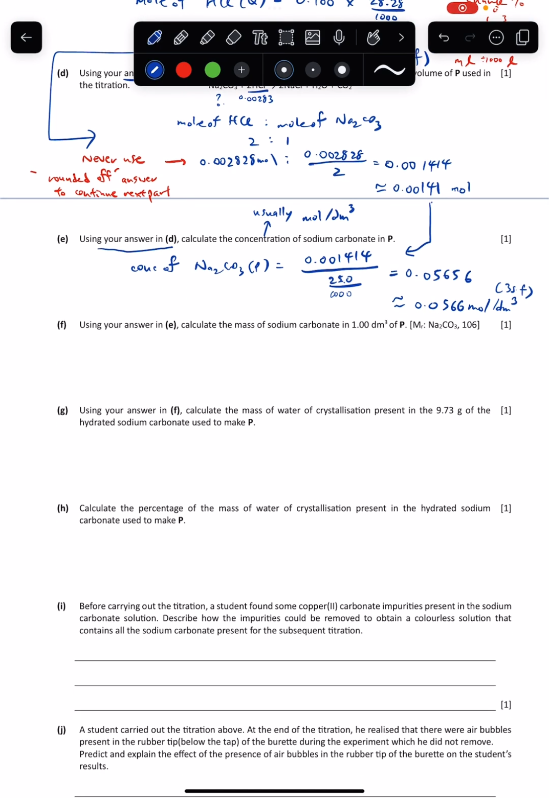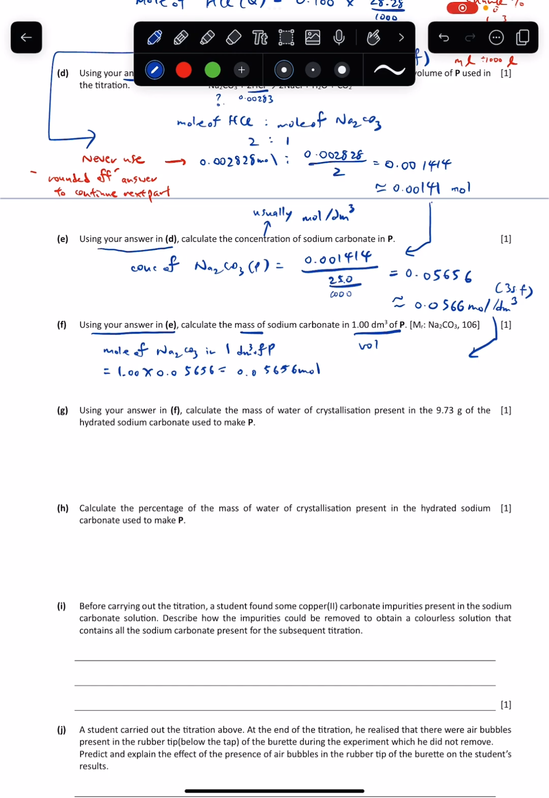Next. Again, using your answer in E. So you're supposed to use this number to start. Find 1 dm cube mass. Sure. So, isn't this volume? So I've got concentration and volume. I can find the mole. So mole of Na2CO3 in 1 dm cube of P is 1 times 0.05656, which is 0.05656 mole. Yay! But be careful, that's not the answer.